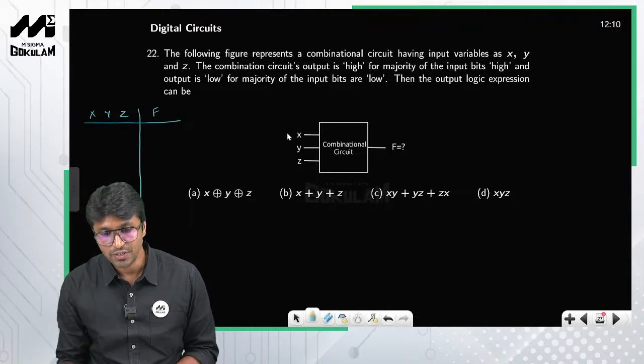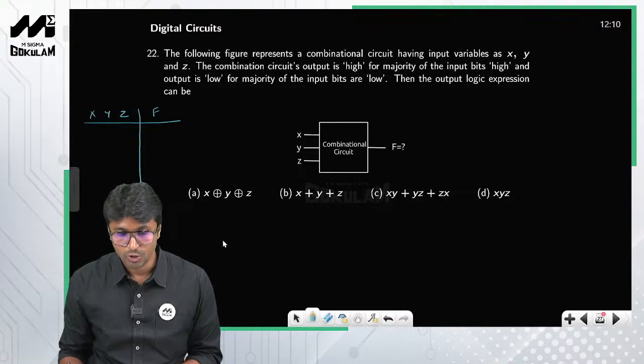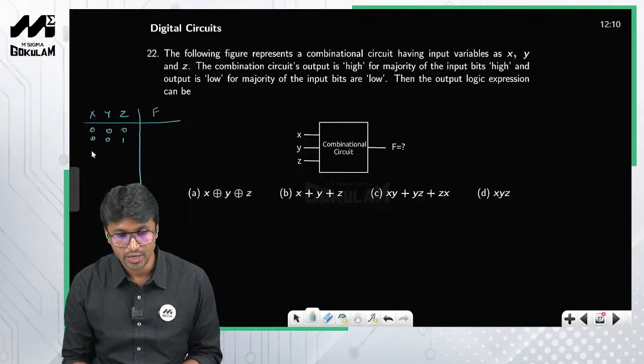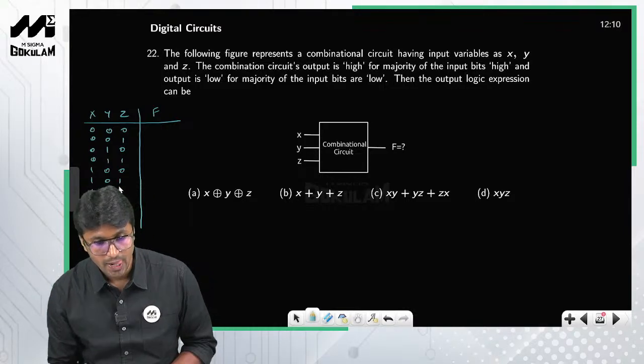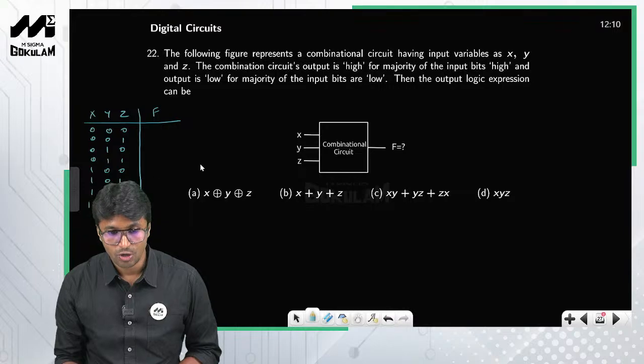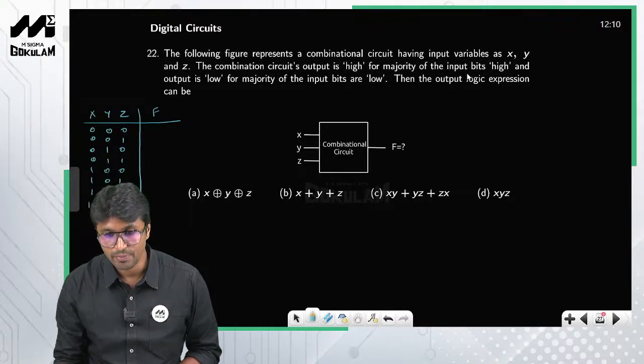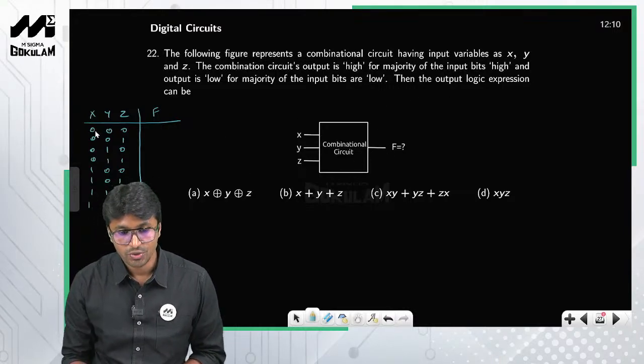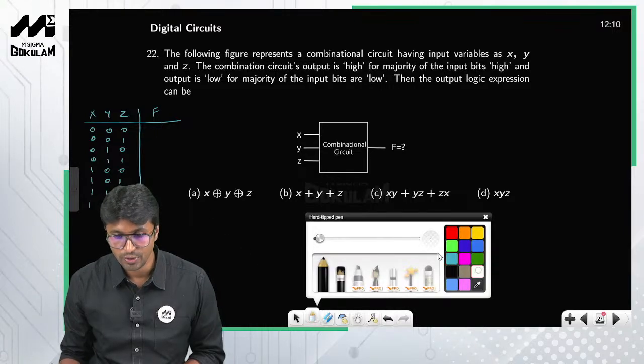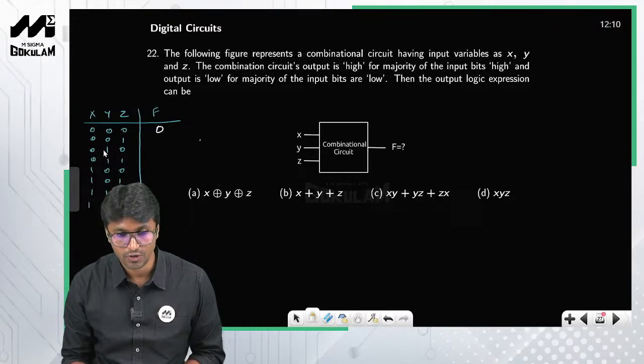Since you have three inputs, I list all the possible input combinations. I'll start with 0 0 0, 0 0 1, 0 1 0, 0 1 1, 1 0 0, 1 0 1, 1 1 0 and 1 1 1. So the output will be high for the majority of the input bits high. Here all the inputs are low, so the output will also be low. Majority inputs are low, so the output will be low.